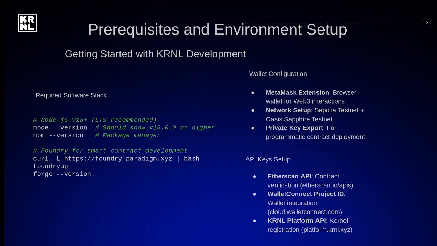And also for the configuration setups, we also require our private key, which we need to export. So I'll also show you how it's done from your MetaMask. Also the API key setups that you need to have. So the Etherscan API, the WalletConnect project IDs, and also the KRNL platform API, the KRNL registration.